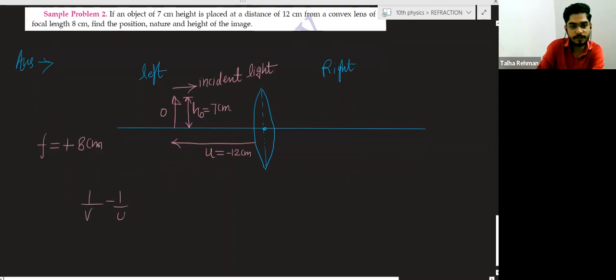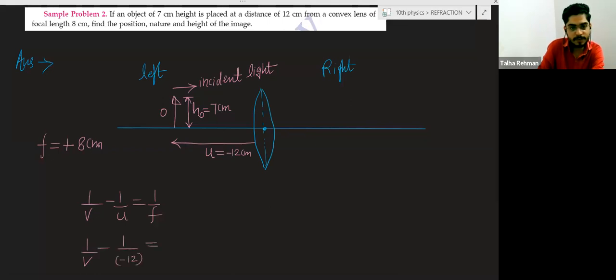So all the things we have, now we will apply the lens formula: 1 upon V minus 1 upon U equals 1 upon F. Now you can calculate. What is 1 upon U? You will take this as minus 12. And what is 1 upon F? This is 1 by 8. Can you calculate this time?